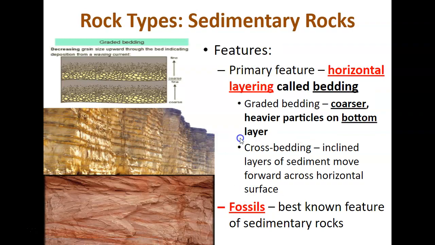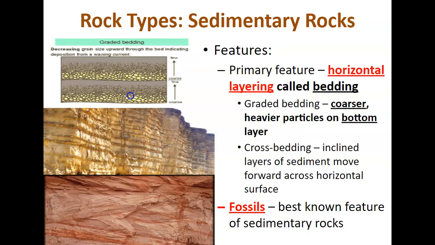Some primary features of sedimentary rock: they have horizontal layering called bedding. Graded bedding is when the coarser, heavier particles are on the bottom layer, as you can see in this picture. Cross bedding is when inclined layers of sediments move forward across horizontal surfaces.